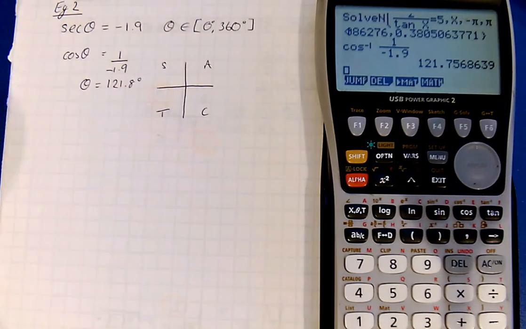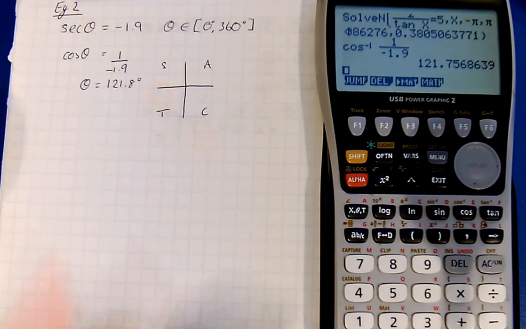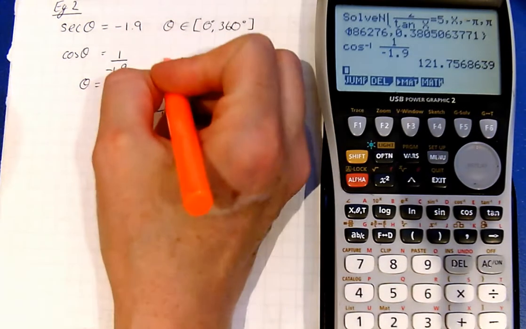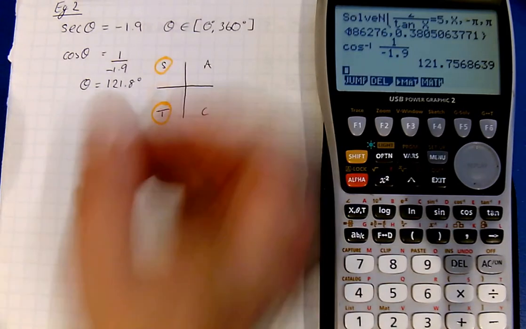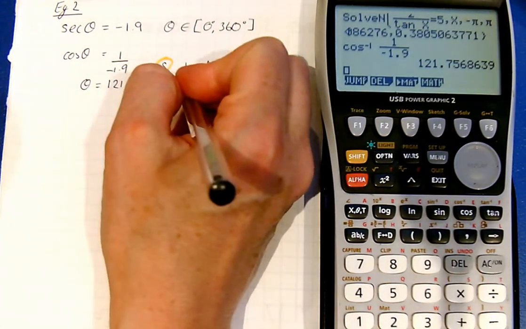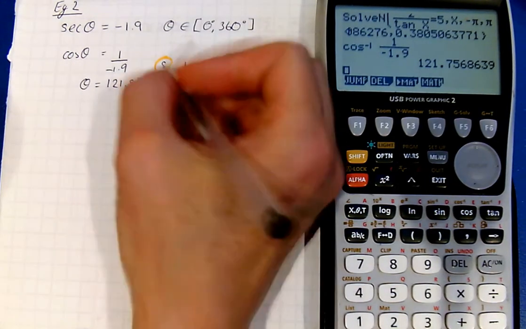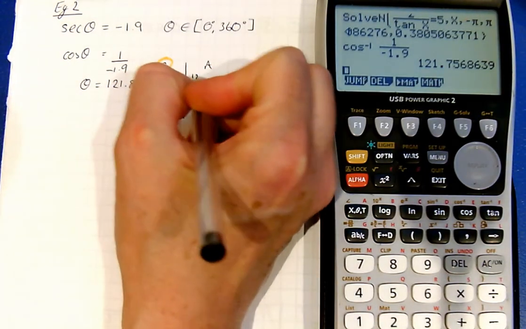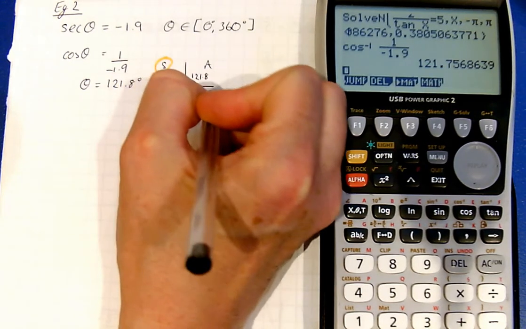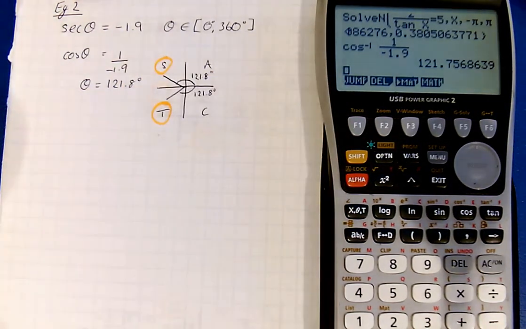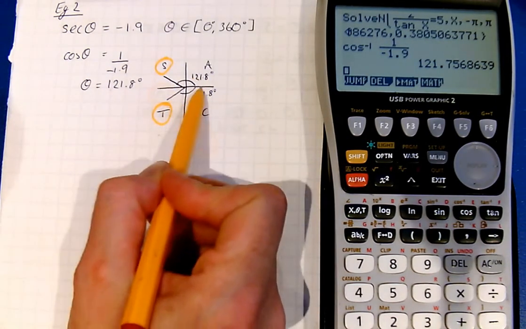I then look at my range of values and I draw my CAST diagram. Okay, this time cos is negative, so we're looking at where cos is negative. It's positive here and here, so it must be negative in these two quadrants. We draw our angle A. Now the angle is always made with the x-axis. Our angle is 121.8. So this one will also be 121.8.